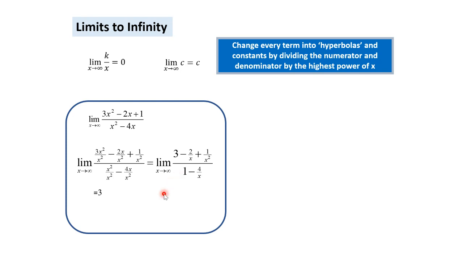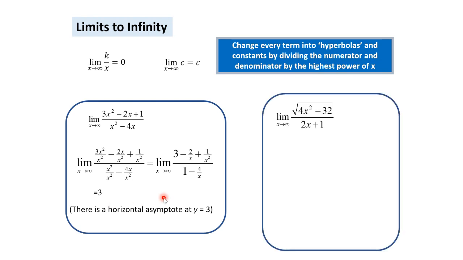And if I did ask you for the horizontal asymptote, which we'll do later when we do rational functions, you would say there's a horizontal asymptote at y equals 3. All right, but let's look at some trickier ones.